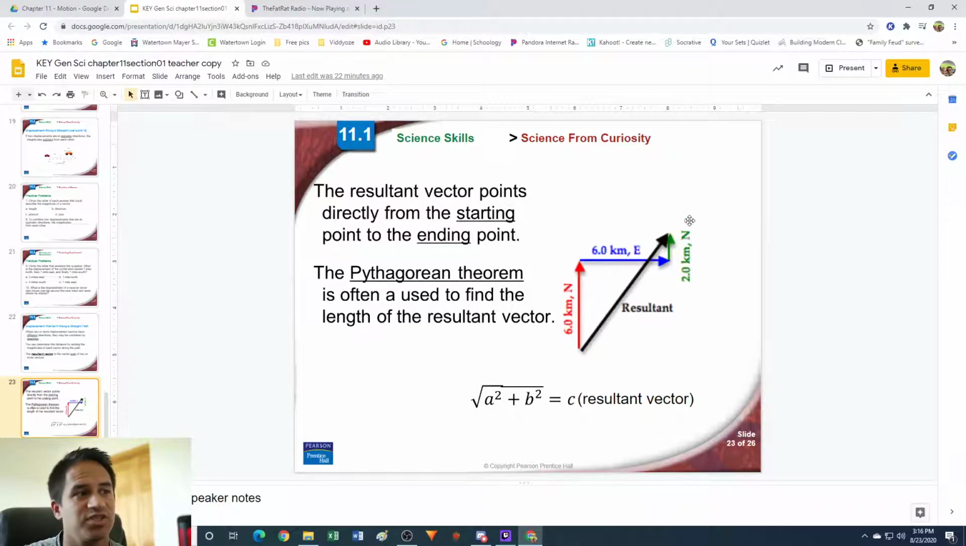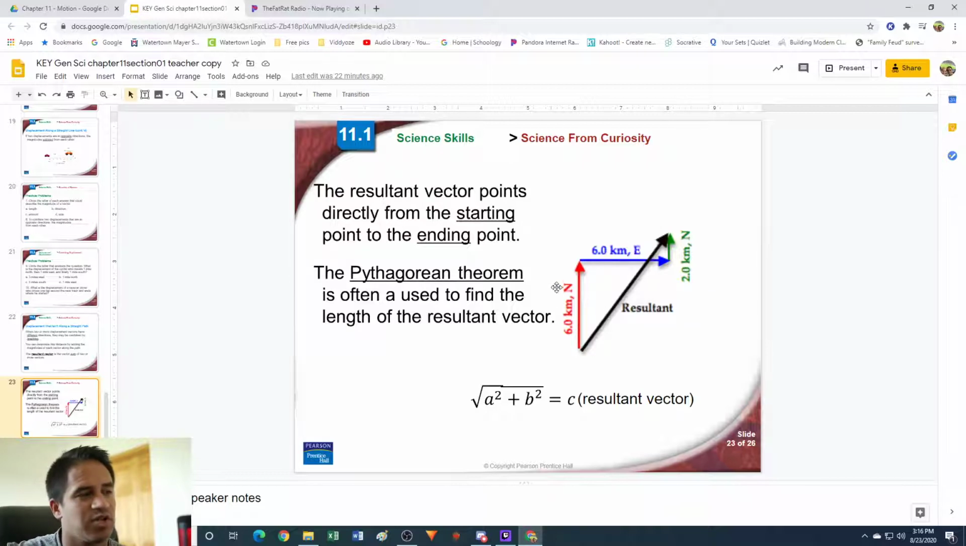And when we simplify this down, we should have a triangle. We'll have one vector pointing north and one vector pointing east. And the resultant displacement, or resultant vector, is going to be the hypotenuse. From the starting point to the ending point, how far did this object move and in what direction? All we do is the square root of a squared plus b squared equals c.